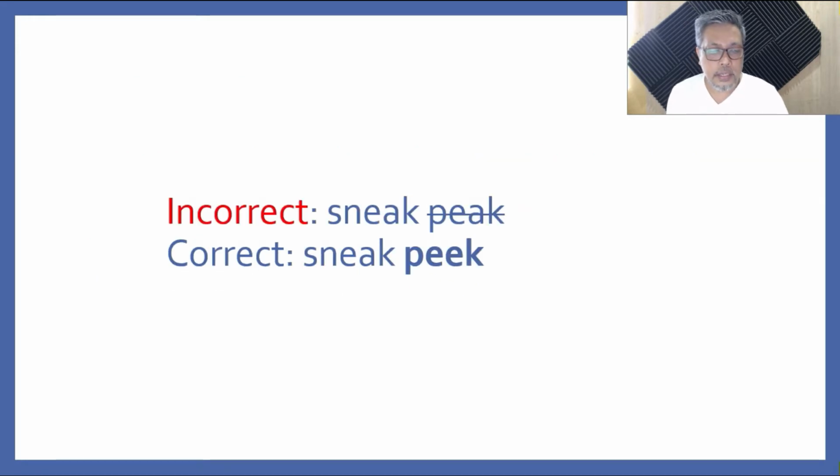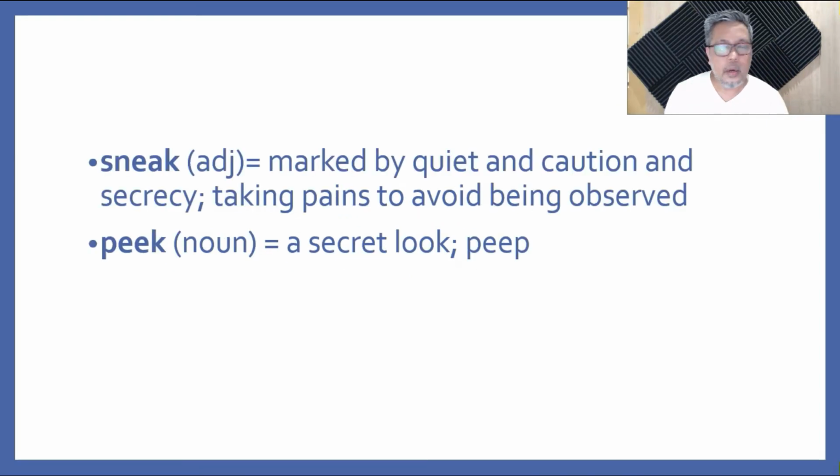All right, the next one is something that even native speakers actually commit. This error is quite common. I think it's something to do with the pronunciation of the word, because the word peak, P-E-A-K, and P-E-E-K are actually homophones, or they are words that sound the same but have different spelling. Okay. All right. First, let's break down the words. First, sneak. Okay, sneak is an adjective. It means marked by quiet and caution and secrecy, or taking pains to avoid being observed.